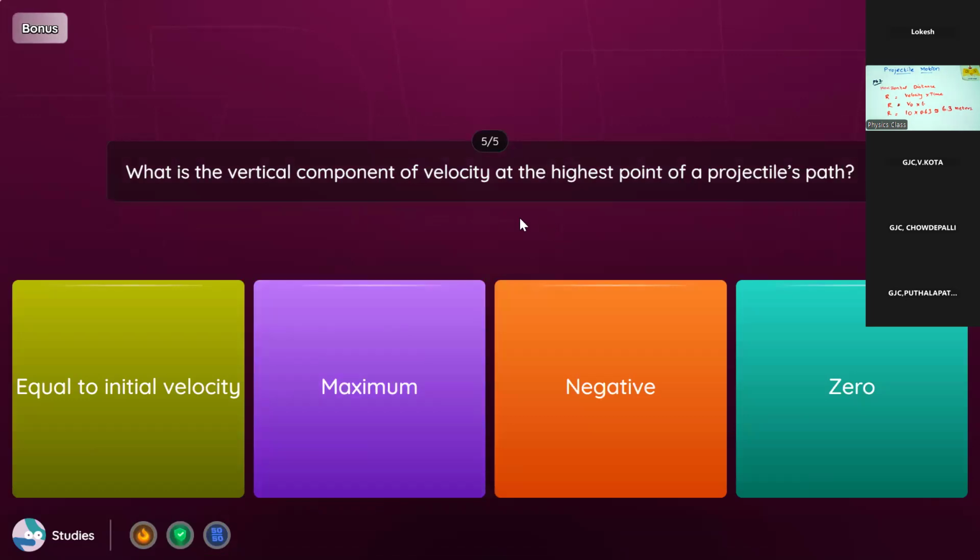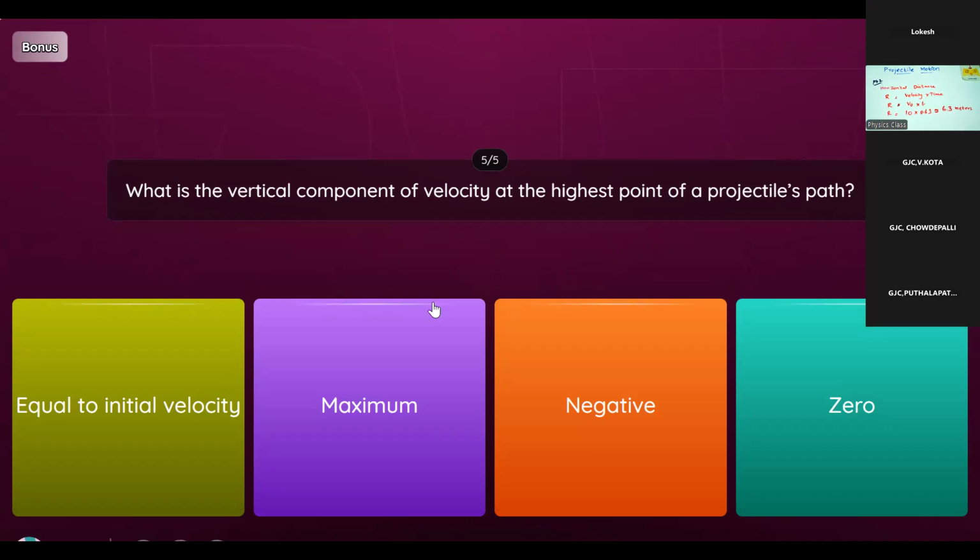And final question. What is the vertical component of the velocity at the highest point of the projectile path? Already I told you there are two components of velocity. Yes, zero. Government Junior College, very good. Zero, super. Yes, correct. Already told in the class.